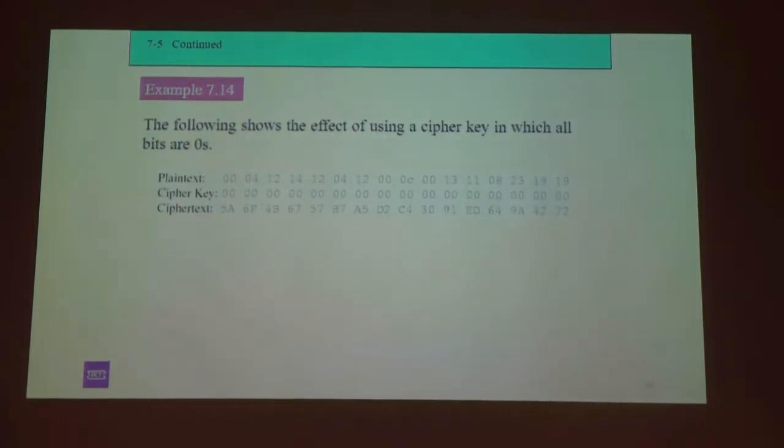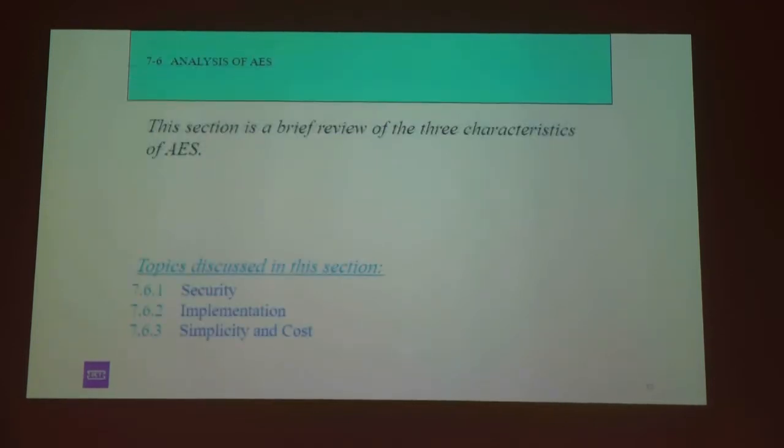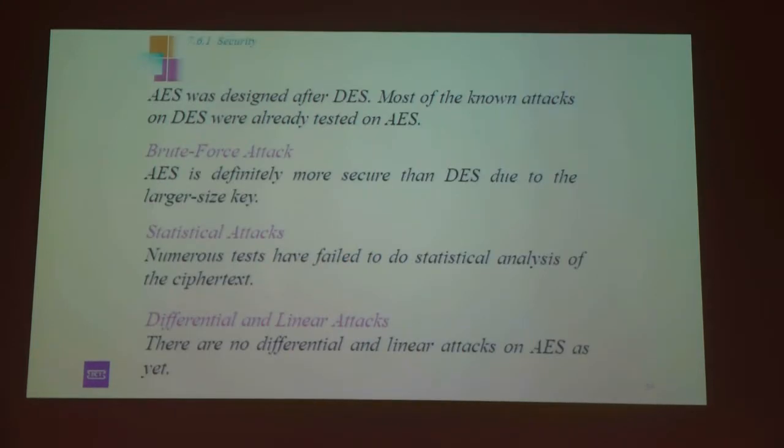Alright, the following shows the effect of using a cipher key in which all bits are zeros. Of course, it's crazy to use a key like that, but it shows you the strength. It's completely different. When you analyze, AES was designed after DES. Most of the known attacks on DES were already tested on AES. So everything that was discovered in DES was considered in AES.